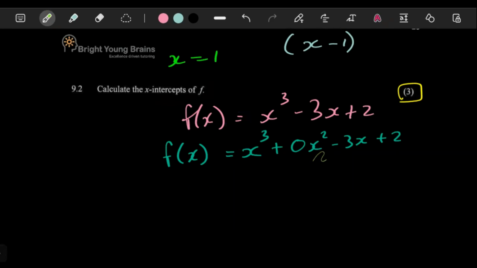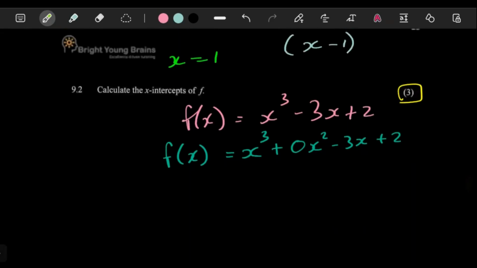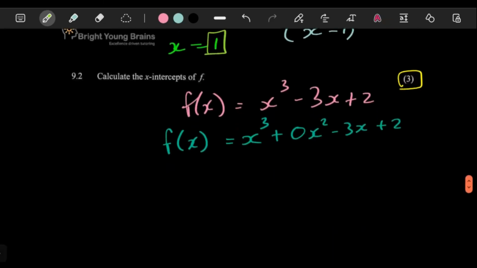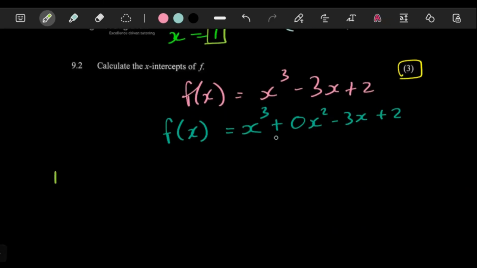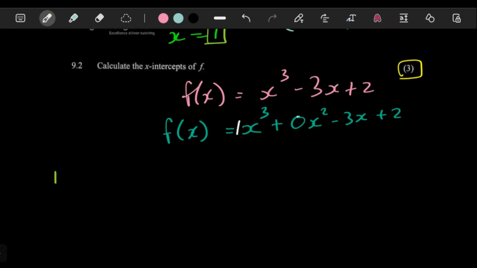What we do know is the following. When we want to use long division, what we do is this number here, you write it somewhere here, and then the coefficients of your equation, you're going to take each of them. So the coefficients, we have 1, 0, -3, and then +2. You're going to put those coefficients one after the other. So there's going to be a 1 here, a 0, a -3, a 2.